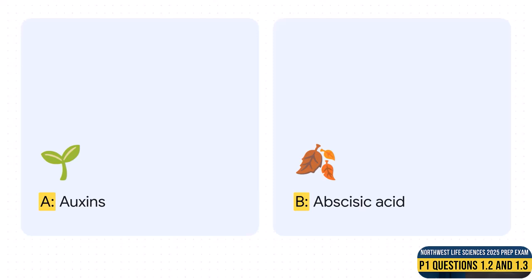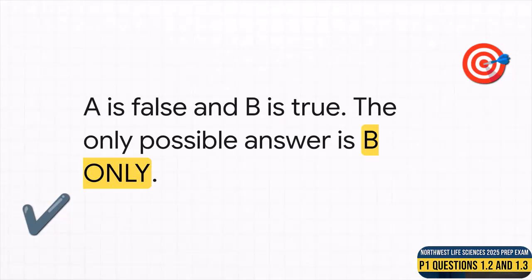Okay, one more time, just to lock it in. The description: a plant hormone that helps plant seeds to survive unfavorable conditions. Let's check A, auxins. Are auxins for surviving bad conditions? No, they're all about growth. Apical dominance, cell elongation, that stuff. So A is false. Now let's check B, abscisic acid. Does this fit? Yes. Abscisic acid is the stress hormone that promotes seed dormancy, helping them wait out tough times. So B is true. So our analysis shows A is false and B is true. The only possible answer is B only. And just like that, you've systematically dismantled a tricky question for 2 easy marks. That's the power of having a clear strategy.